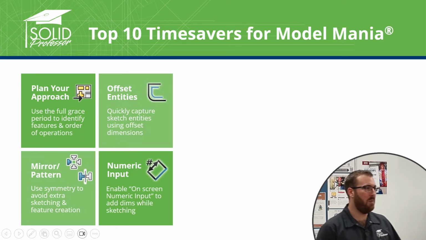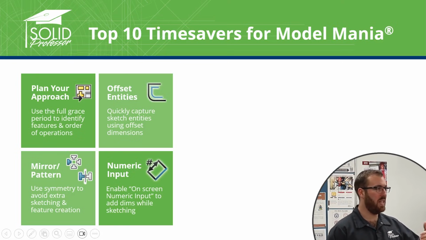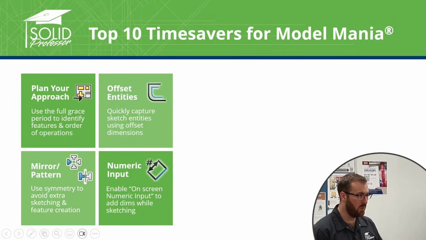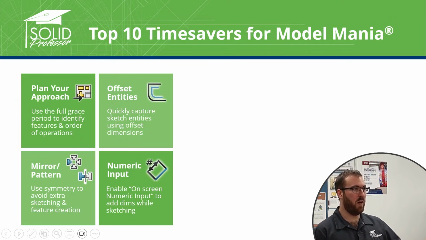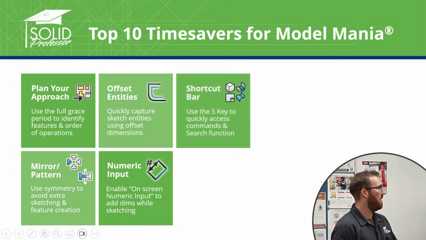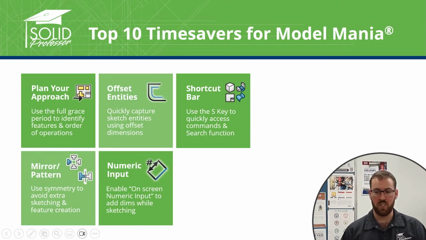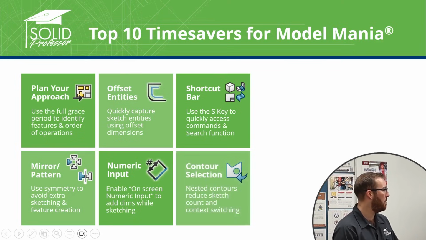Then we have numeric input. This one's optional. I love it, and I think if you know where the setting is and you can quickly find it and activate it, or if you bring your own settings that has it enabled, like Eric suggested, turn the setting on and you can key in dimensions while you're sketching, and that will save you a significant amount of time. Utilize the S key shortcut bar. So you're minimizing mouse travel like Francisco suggested. Anytime you can save yourself a few pixels with the mouse, that's time saved too.